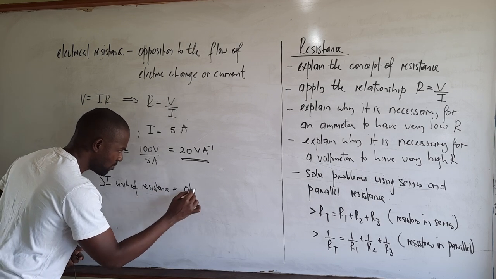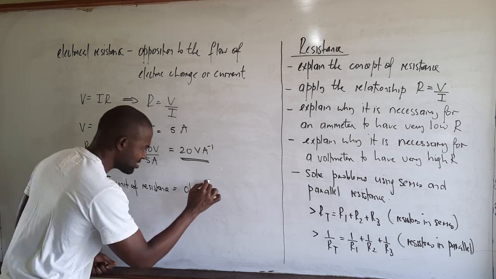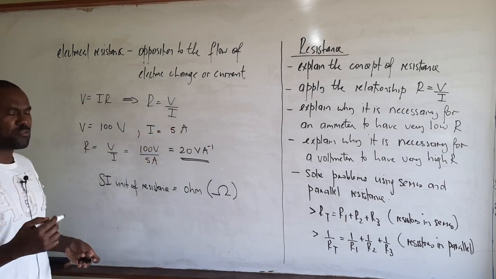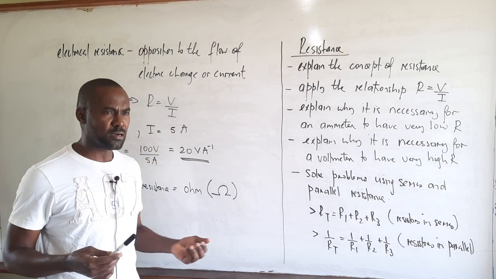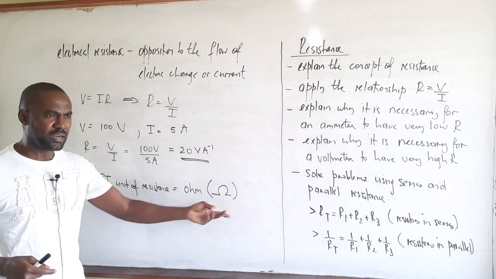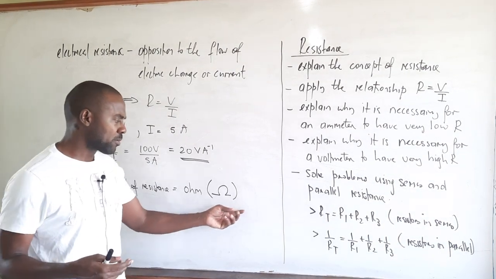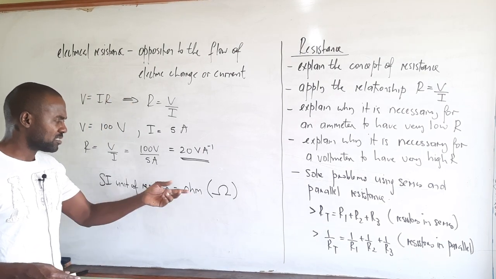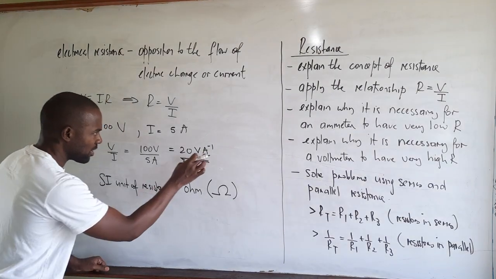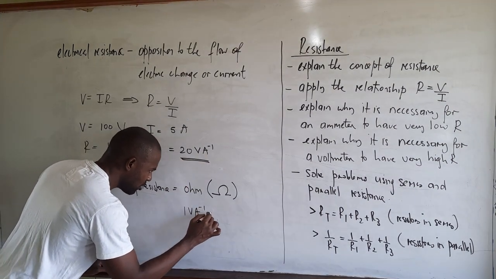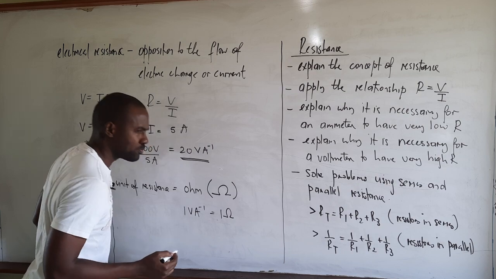So this is ohm, O-H-M, and the symbol is the Greek letter omega. I'm sure you've heard the expression alpha and omega, beginning and the end. The omega is the last letter of the Greek alphabet and is used in electricity to represent the unit of resistance, which of course is the ohm. So when you speak about this unit, you can say that 1 volt per ampere is equivalent to 1 ohm.